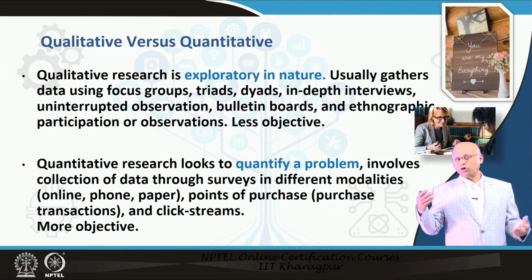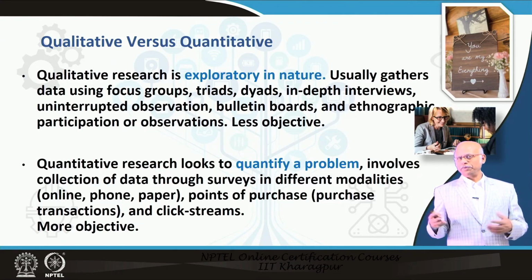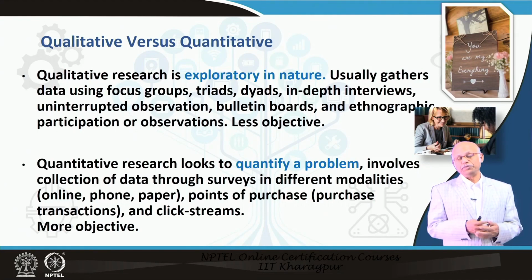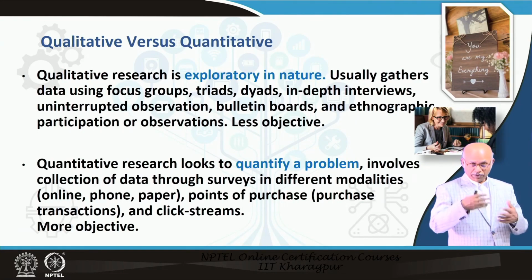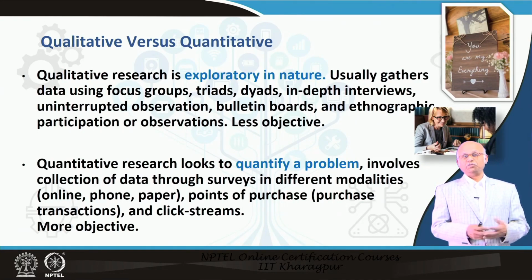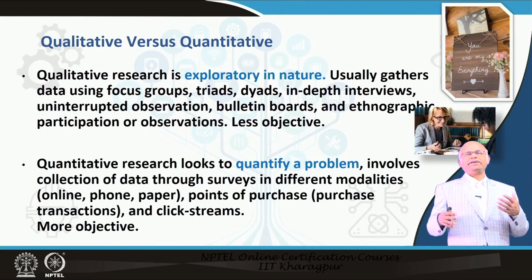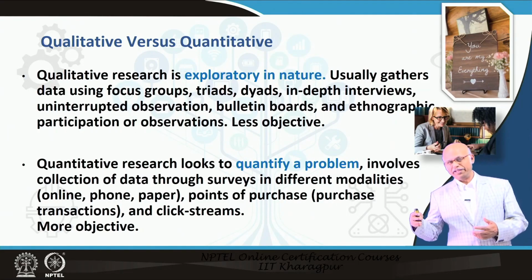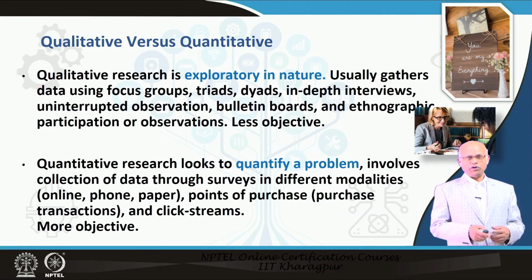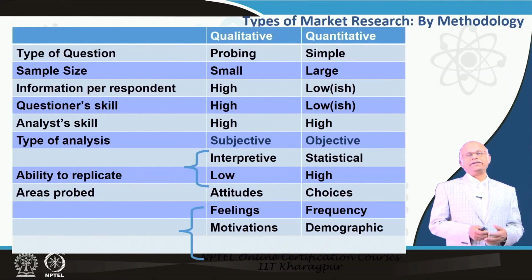You can use online, phone, or paper, then points of purchase, meaning when people are buying, you ask a question at that point of time, the purchase transaction. And clickstreams, meaning how frequently people are clicking, and after clicking where they are going. You try to assess all of them. This is more objective, because you get data.